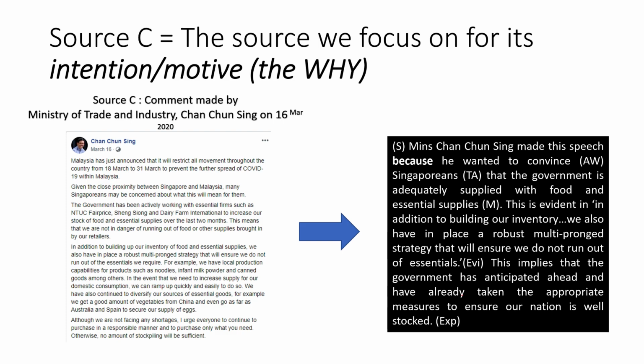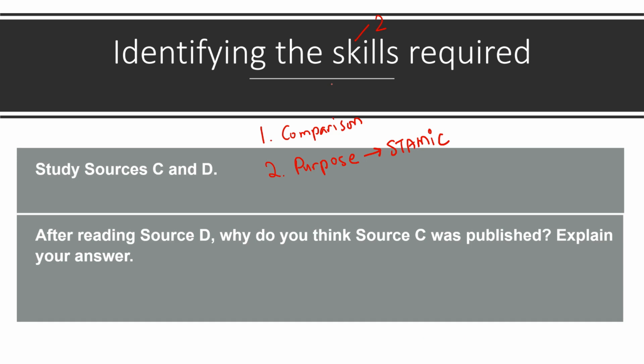So to answer this question, the first thing that we have to be very clear with is that source C is the source that we are focusing on, to derive the intention and the motive behind it. So source C is the source that is fixated on the why. If I go back to the question itself, study sources C and D, after reading D, why do you think source C was published? You will notice that the keyword why is associated, attached and linked basically to source C.